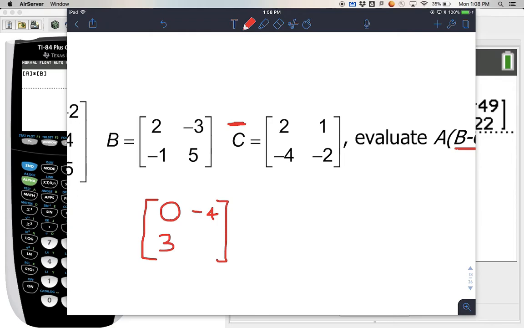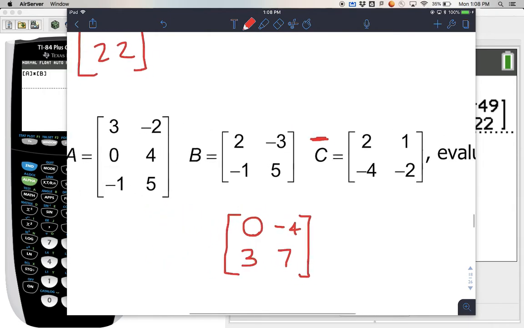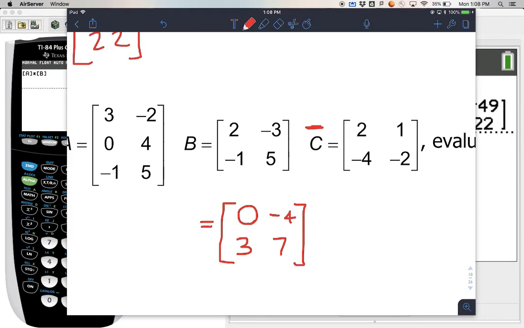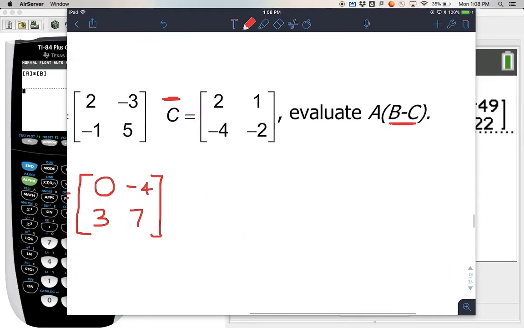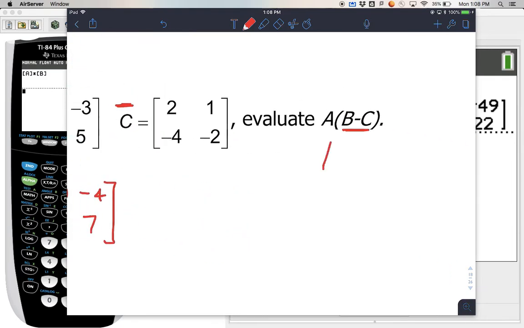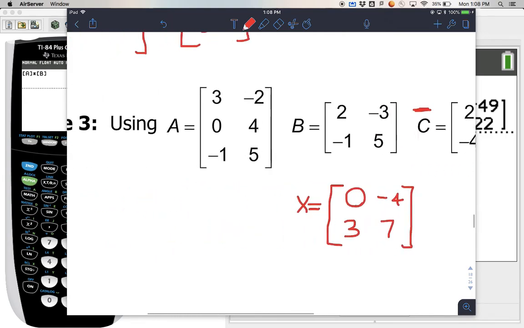That should be 3 right there. And then 5 minus -2 should change to 5 plus 2. So that'll be 7 right there. And I guess I'll call this matrix X. Because now what we're going to do is A times our new matrix, whatever you want to call it, matrix X.